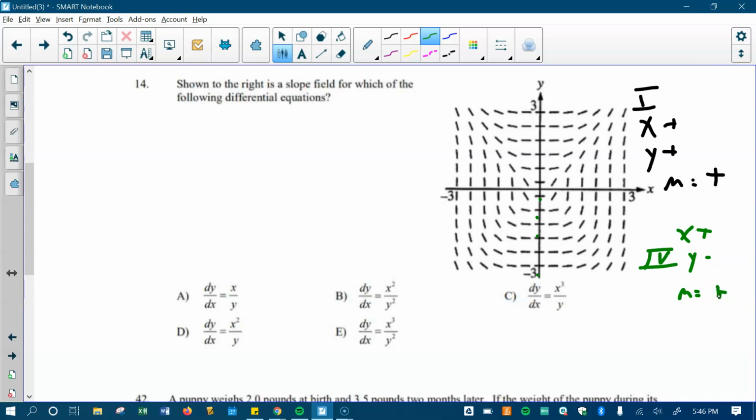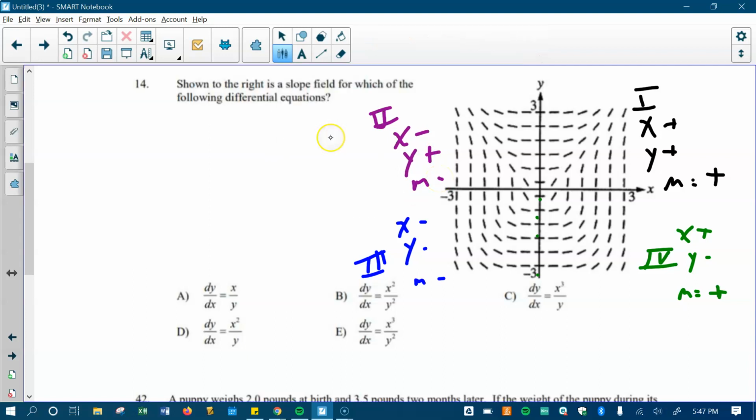And then in quadrant 3, x is negative and y is negative, but the slopes are negative. And in quadrant 2, x is negative, but y is positive, and the slopes are negative still. So quadrant 1 I never really look at. I'm going to look at quadrants 4, 3, and 2 to see what's going on for each one of these differential equations. I'll start with quadrant 4.